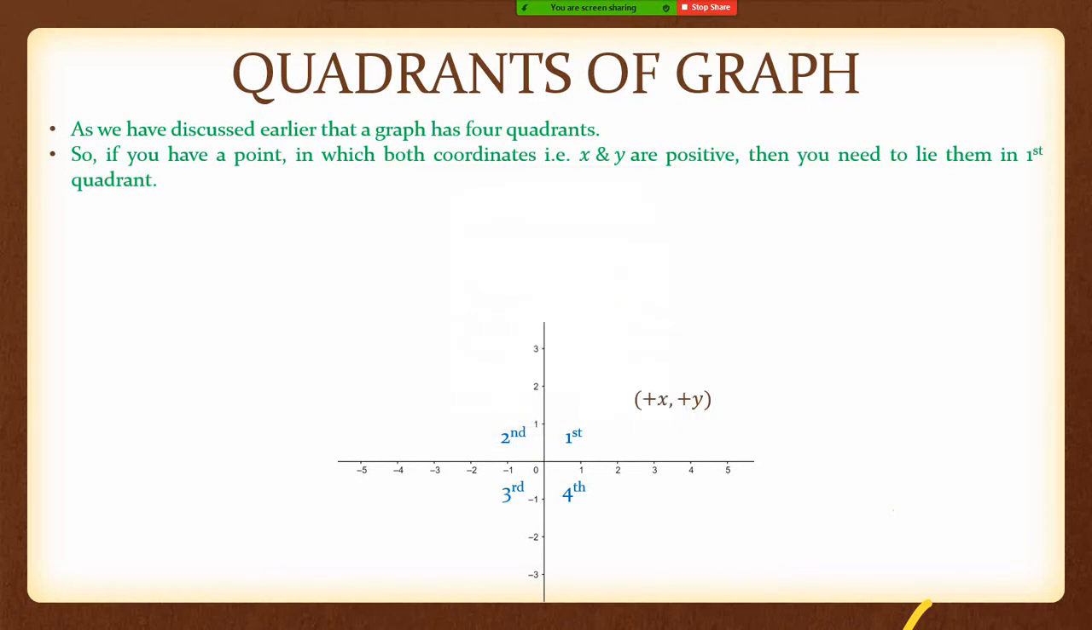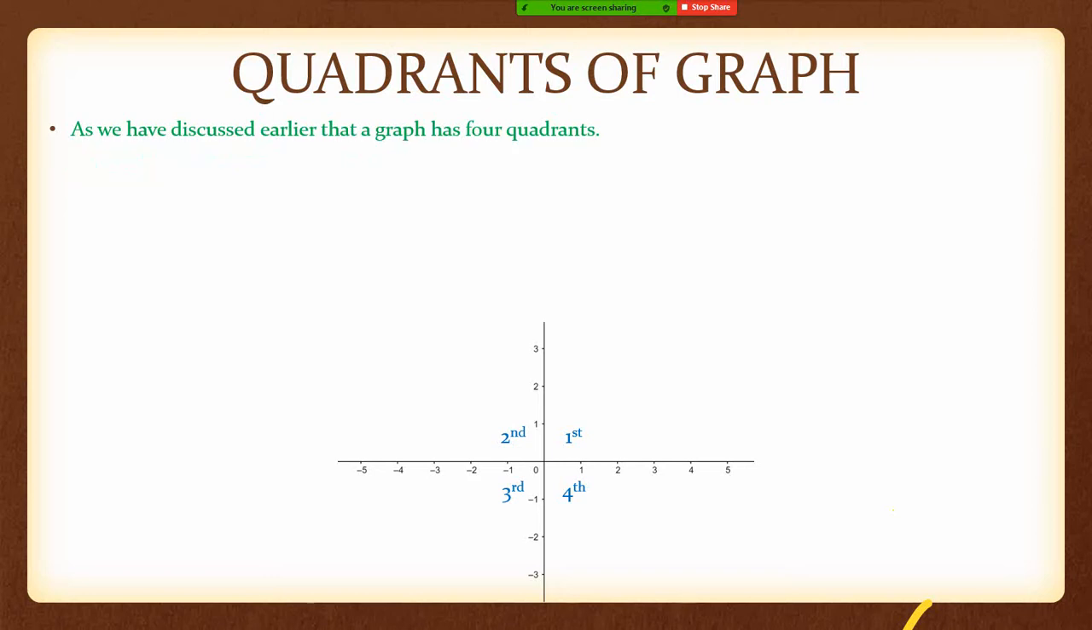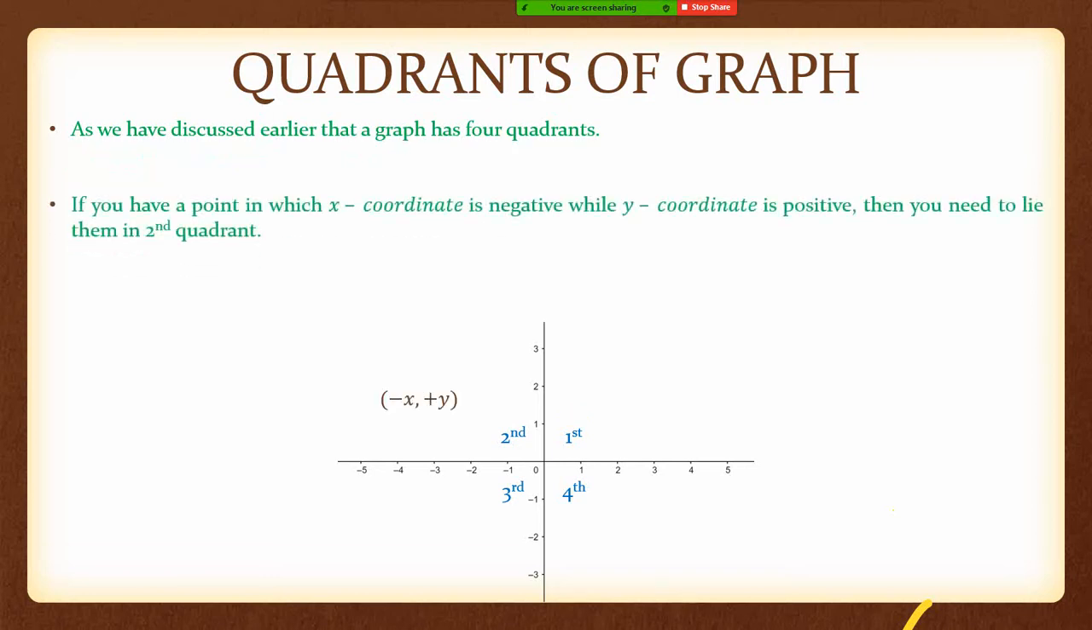Okay guys, so if we have a coordinate in which both x and y are positive, then that particular coordinate must lie in the first quadrant. Similarly, if you have a point in which the x coordinate is negative while the y coordinate is positive, then you need to lie them in the second quadrant.